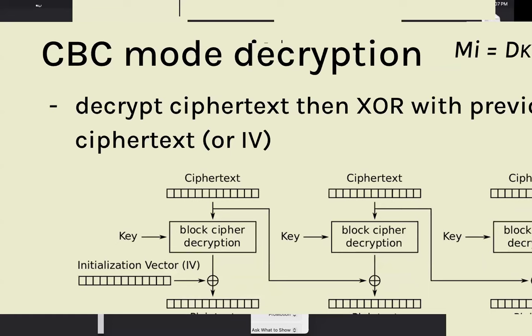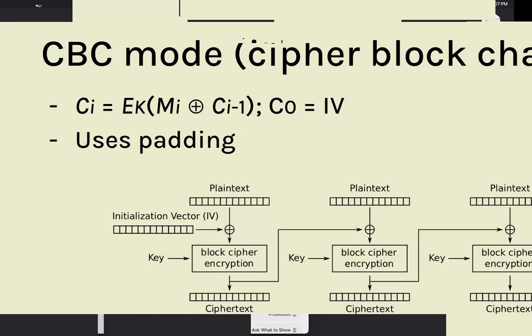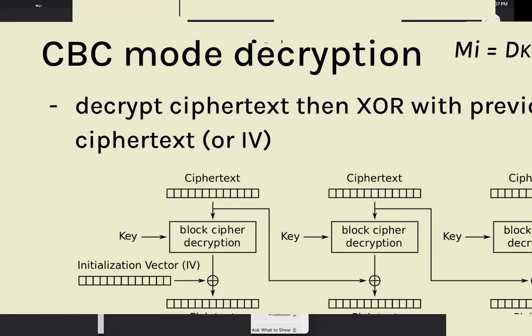Now, how does decryption work? So you just flip it. Going back, the last thing was encryption. Now you take your ciphertext, first decrypt, XOR the previous ciphertext, and get the plain text back. And you can do this all the way.